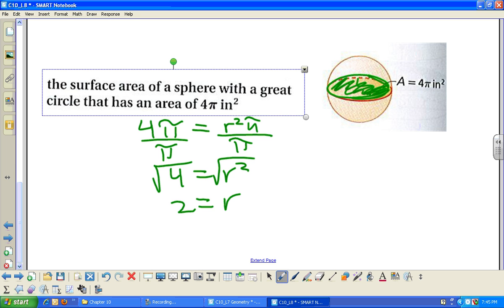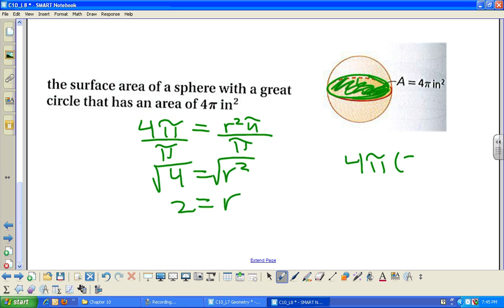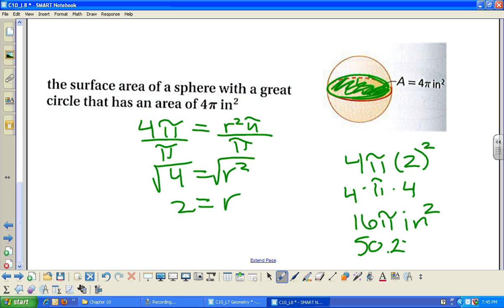Now if I'm looking for the surface area, that's going to be 4 pi times r squared. My r here is 2 squared. So 2 squared will be 4. 4 times 4 is 16. So it's going to be 16 pi inches squared for the surface area of the whole sphere, or 50.24 inches squared.